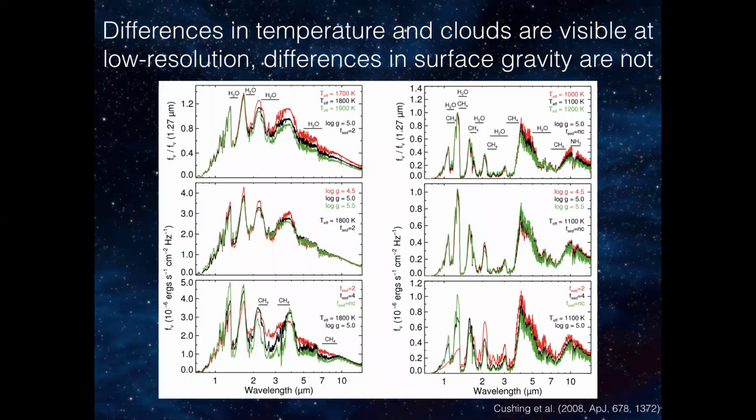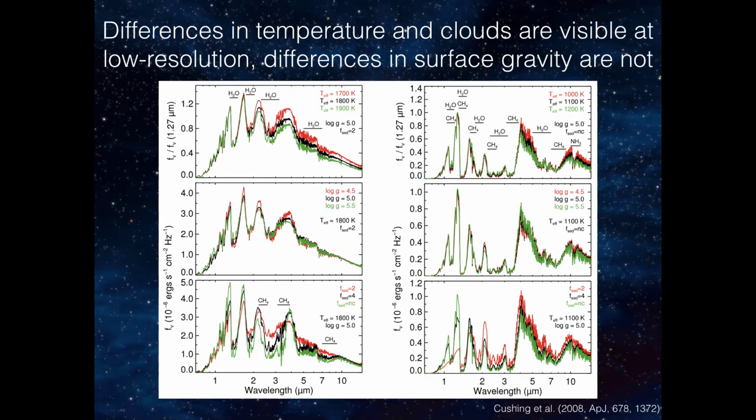Why do surface gravity at high resolution? Well, simply put, because you can't see it at low resolution. So this two-panel figure shows spectra with different temperatures in the top two panels, spectra with different surface gravities in the middle two panels, and spectra with different amounts of clouds in the bottom two panels.